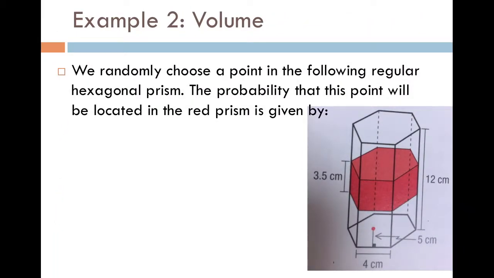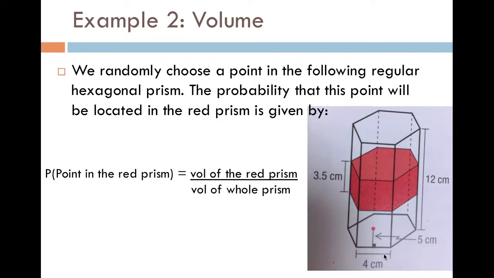Here's another example. We randomly choose a point in the following regular hexagonal prism. The probability that this point will be located in the red prism is given by, so before we just go on, the volume of a prism like this, you know that the bases are hexagons. I gave you the apothem. You know that the height of the little one is 3.5 and the height of the big one is 12, and each side is 4 centimeters long.